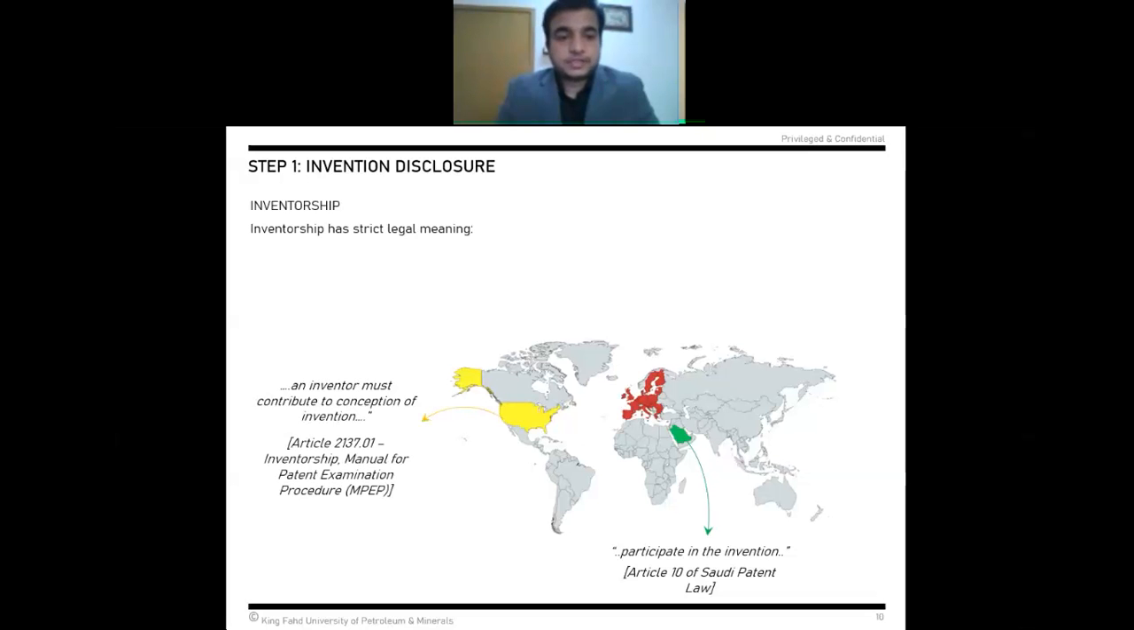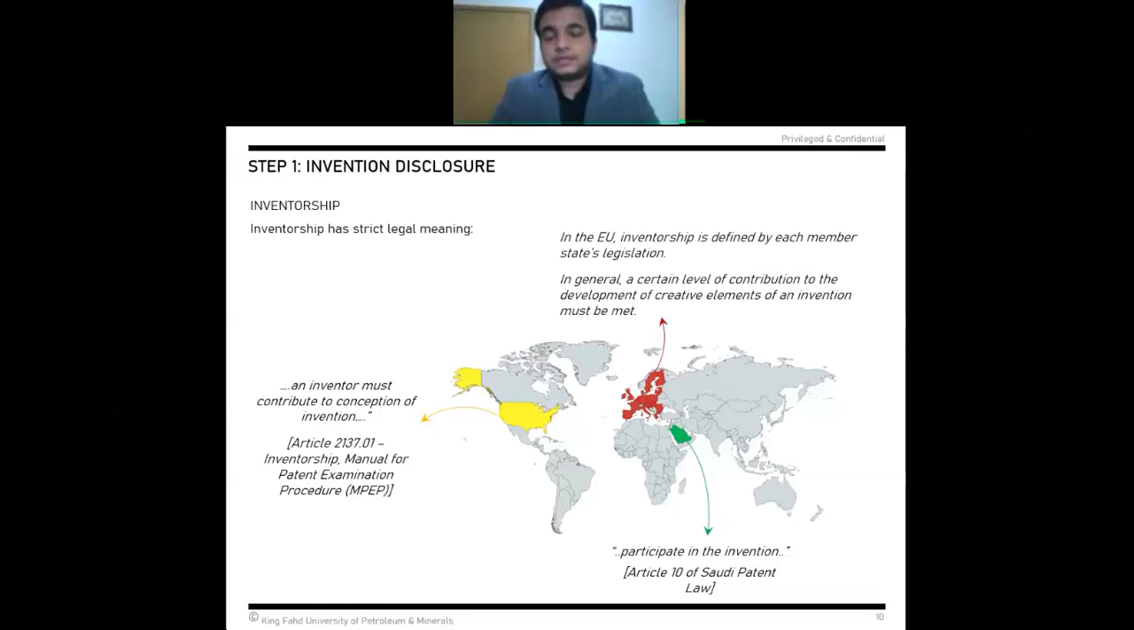And in the US, the US patent law describes that an inventor must contribute to the conception of an invention. Again, the same thing but written in different words. And in Europe, an inventor is someone who should have made a certain level of contribution to development of creative elements of an invention. So an inventor is someone who should have made some kind of creative contribution to the development of invention. As you can see, all around the world, inventorship has strict legal meaning.